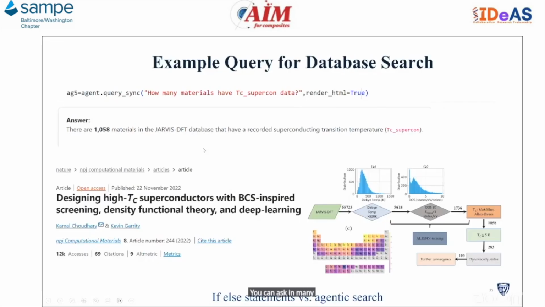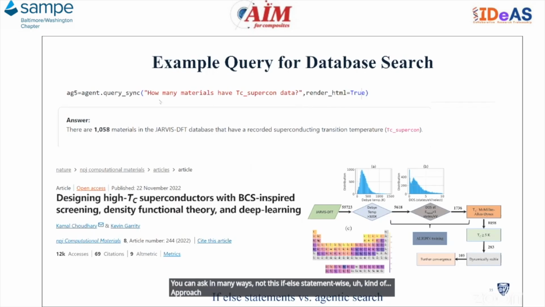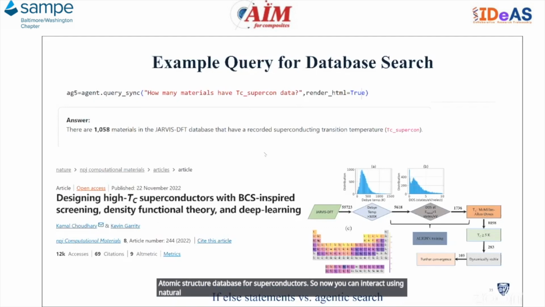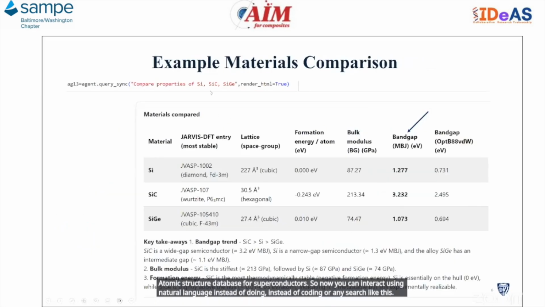You can ask in many ways, not just an if-else statement kind of approach, but also in natural language, like how many materials are superconductors, which is some of the work we did for finding superconductor materials about 3 or 4 years ago. This was one of the first full atomic structure databases for superconductors. So now you can interact using natural language instead of coding or any search like this.